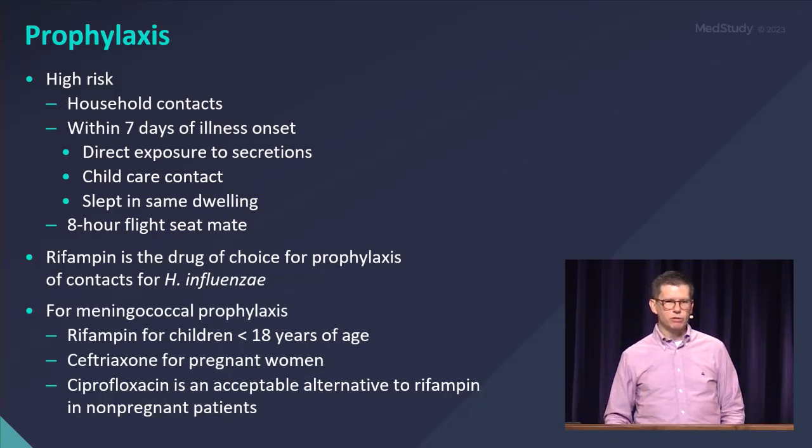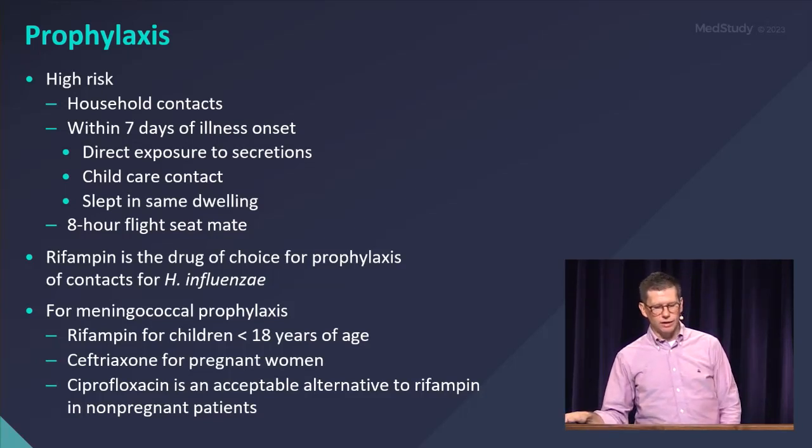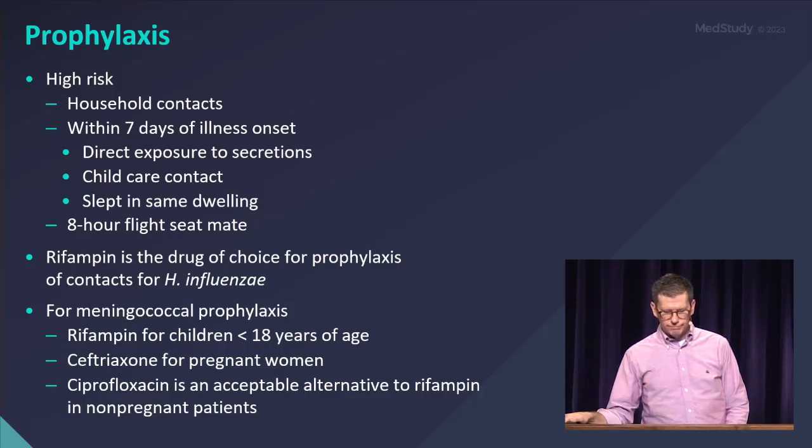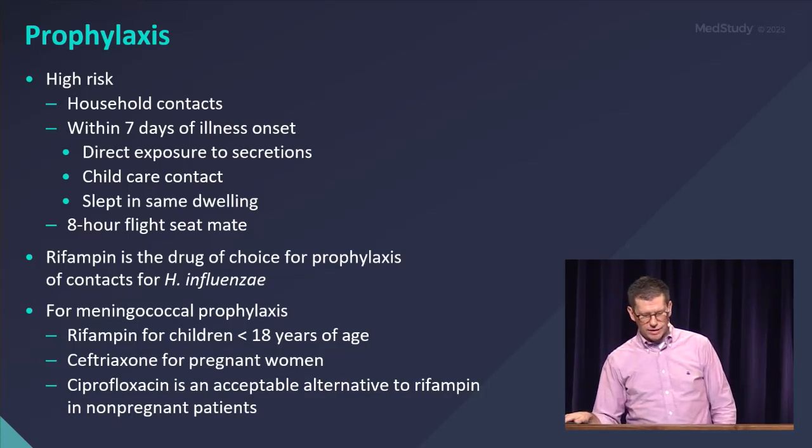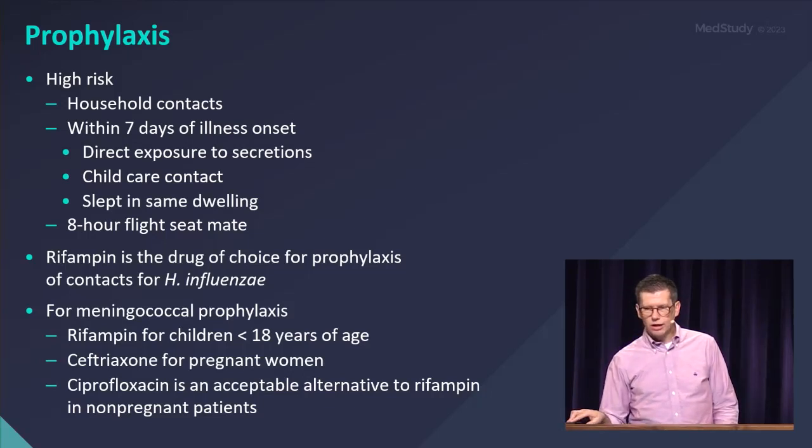So the resident who admitted her, unless the resident intubated her without a mask and got secretions, that's the only time that resident would need to get post-exposure prophylaxis. The drug of choice for prophylaxis is rifampin, and that is really for all kids under 18. If they give you a teenager who is pregnant who had exposure, that's where you would give ceftriaxone. And then Cipro is another option, usually the third option, as an acceptable alternative to rifampin.